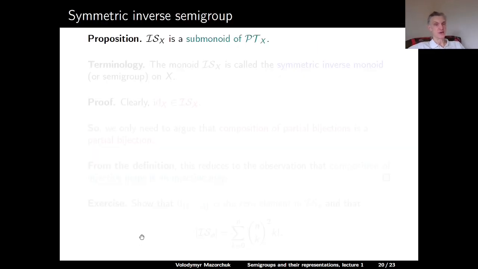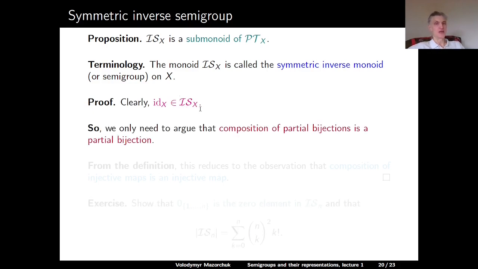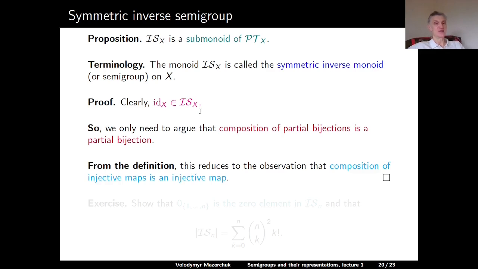Proposition: IS_X is a submonoid of PT_X. The terminology: IS_X is called the symmetric inverse monoid or the symmetric inverse semigroup on X. Proof: clearly the identity transformation on X is a partial bijection, so it belongs to IS_X. So we only need to argue that composition of partial bijections is a partial bijection. From the definition, this reduces to the observation that composition of injective maps is an injective map. And so this proves our proposition.